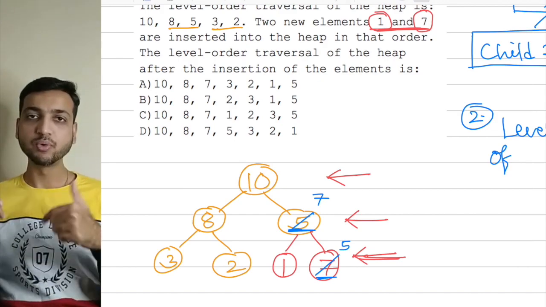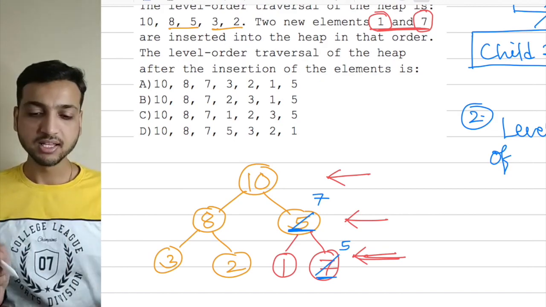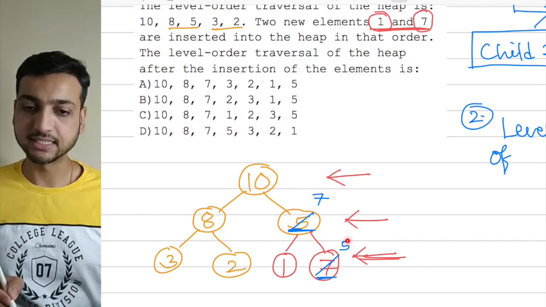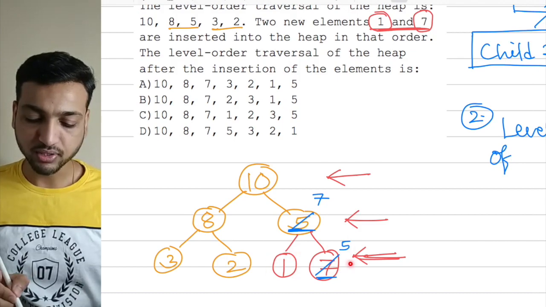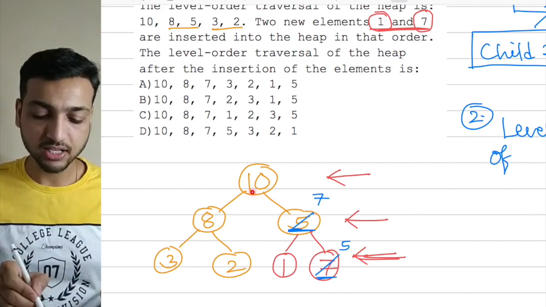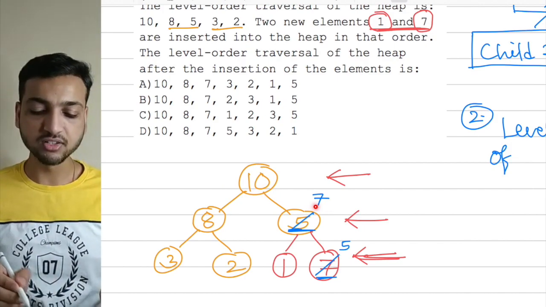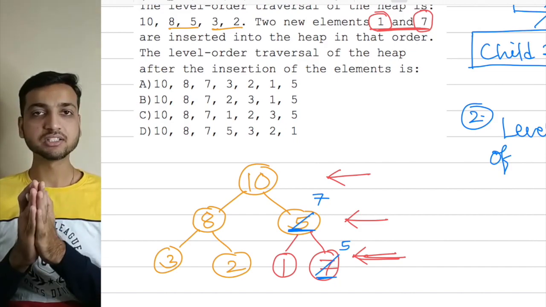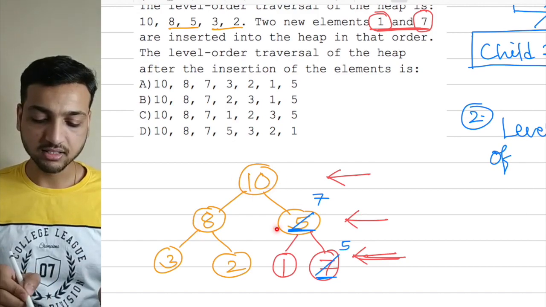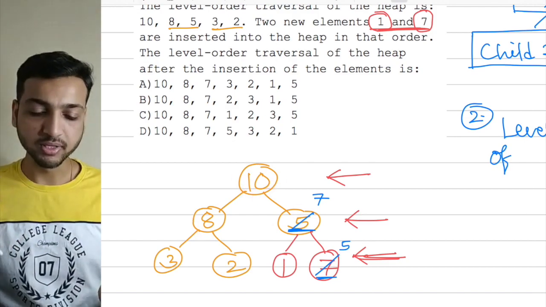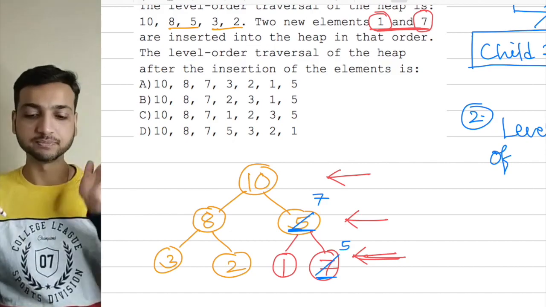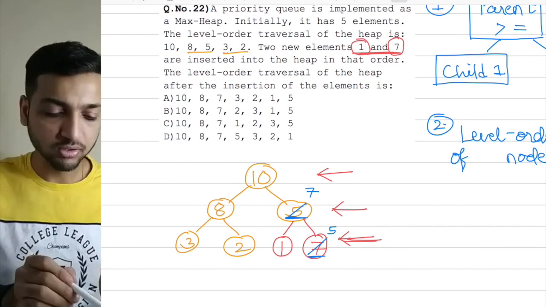Once this swapping is done, we once again check the property of the max heap. That is, the parent node now, is it greater than the child node? Yes. Here it's already greater and it's also greater here. And we also check the above parent. So 10 has to be greater than its children 8 and 7. So the max heap property is satisfied in all the nodes here. Every parent here has a greater value than its child. So that property is satisfied, and this is our new max heap after the insertion of 2 nodes 1 and 7. Now let's find the level order traversal of this.